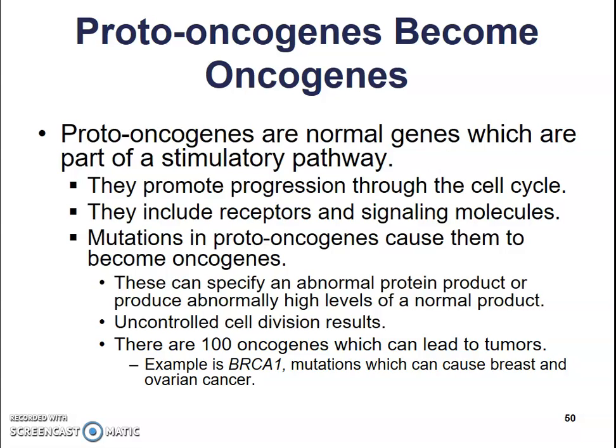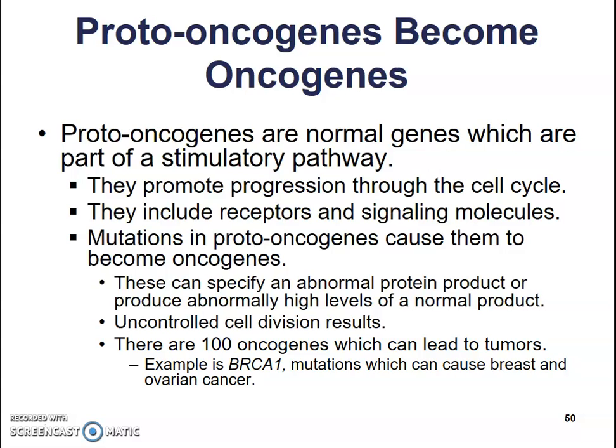Proto-oncogenes are normal genes which are part of a stimulatory pathway. They promote progression through the cell cycle. They include receptors and signaling molecules. Mutations in these genes cause them to become oncogenes.